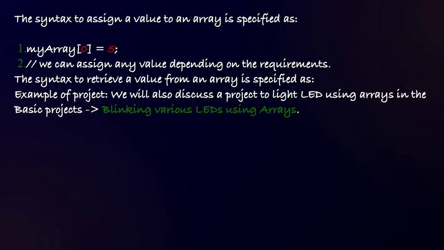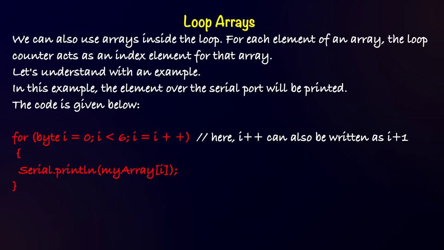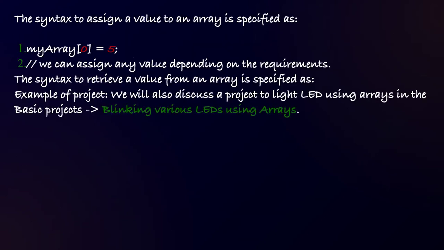Now, the syntax to assign a value to an array is specified as myArray[0] = 5. So 0 means the first element; it points to the first element. We can assign any value depending on the requirements. The syntax to retrieve a value from an array is specified as this. Okay. One of the basic projects that we'll be doing, that I have mentioned over here, is blinking various LEDs using an array. Okay. We'll be doing that. So keep this in mind. That's why I've mentioned the name over here.